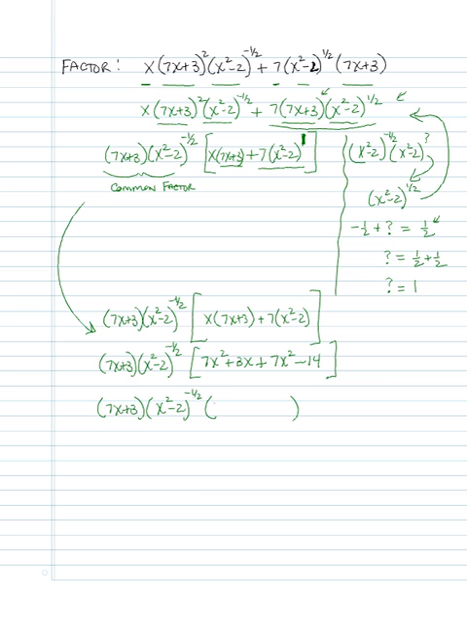7x squared plus 7x squared is 14x squared. And we don't have anything to combine with the 3x. And then we have a minus 14. I don't think that we can factor that any further. In fact, I'm pretty sure we cannot factor that trinomial any further. So this would be our final answer in that factorization.